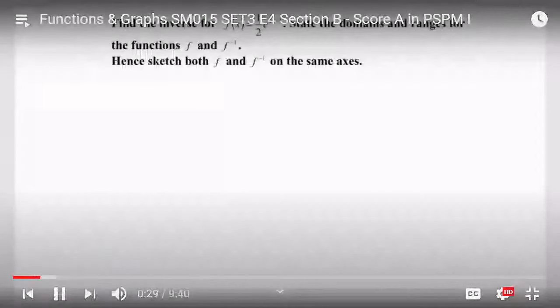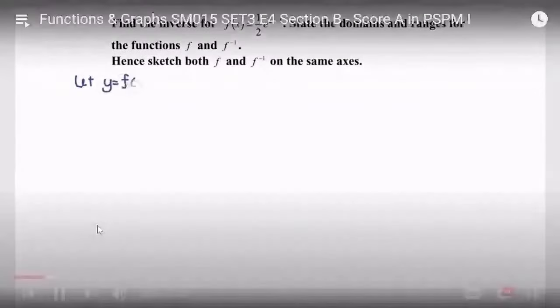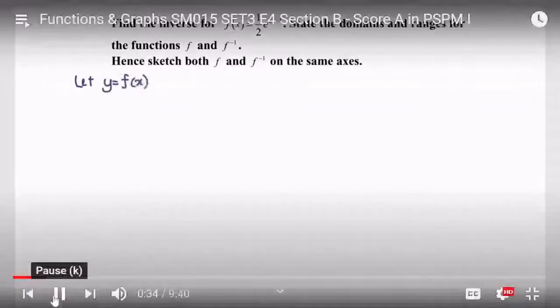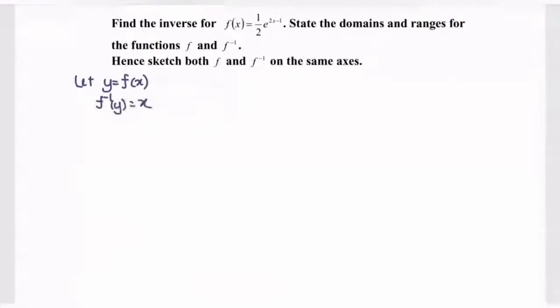Focus on the inverse. Let y is equals to fx. So baca soalan, soalan kata find the inverse for the exponential function. State the domain and range for the function f and f inverse. Okay, kemudian kena sketch the graph. Agak banyak sikit step dia. Then we have f inverse of y is equals to x. So now we have y is equals to 1 over 2 multiplied with the exponent to the power of 2x minus 1.